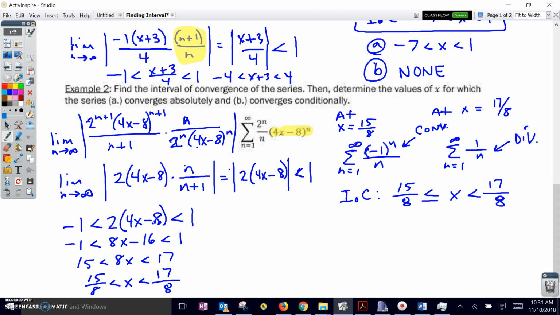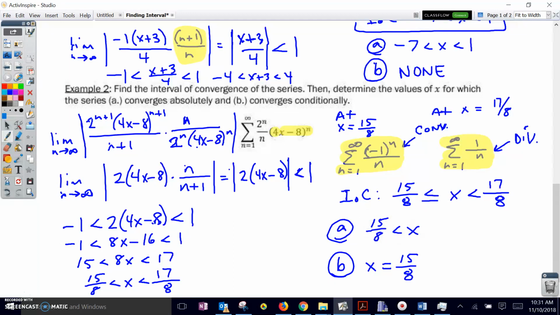And so what we have here now, where does it converge absolutely? Well, realize that if it converged absolutely here, this endpoint would also converge. And so it doesn't converge absolutely there. It in fact converges conditionally at x equals 15/8. And then everywhere else in the interval of convergence, it converges absolutely.